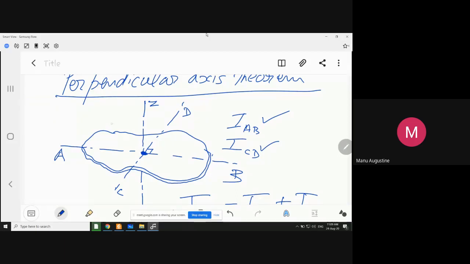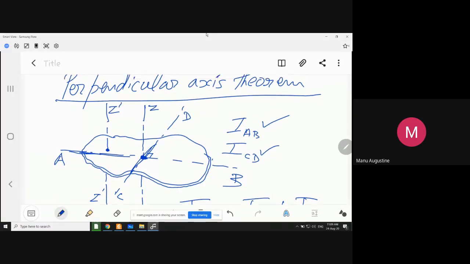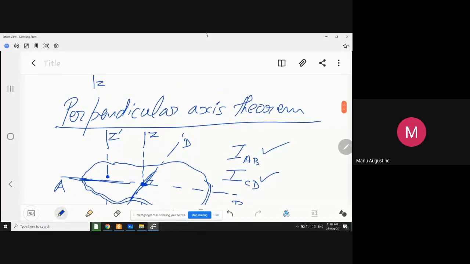If I draw another axis which passes through some random point and still is perpendicular to the plane, and let us say I name it Z dash, Z dash, then you cannot say that the sum of moments of inertia about AB and CD will also be equal to the moment of inertia about Z dash Z dash. Why? Because the Z dash axis is not passing through the point of intersection of AB and CD. So if a condition like this arises, you can apply the perpendicular axis theorem. This is what we studied in the previous class.